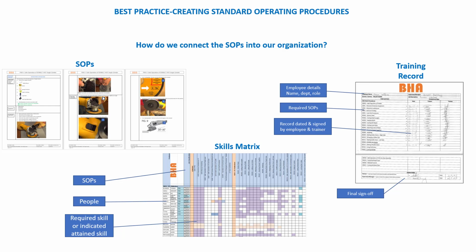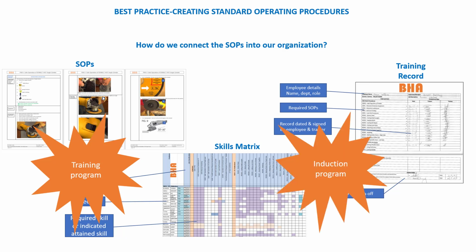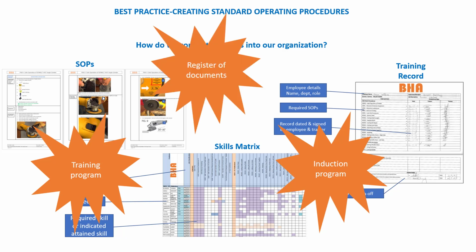Now that can form part of our training program. So the SOP, skills matrix, and training record could be the key components in our training program. It could also be the key components in our induction program. And then we need to wrap this all up with a register of documents, which I'll mention in a minute.